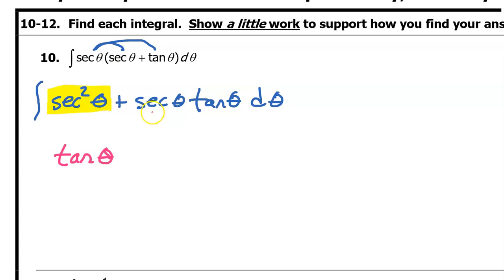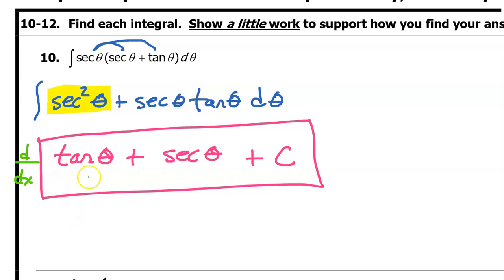What about secant tangent? Is there something that I can take the derivative of that would give me secant tangent as the answer? Sure there is. That is secant. The derivative of secant is secant tangent. So that makes secant the integral of secant tangent. And then you just add the constant of integration. So this is the answer.